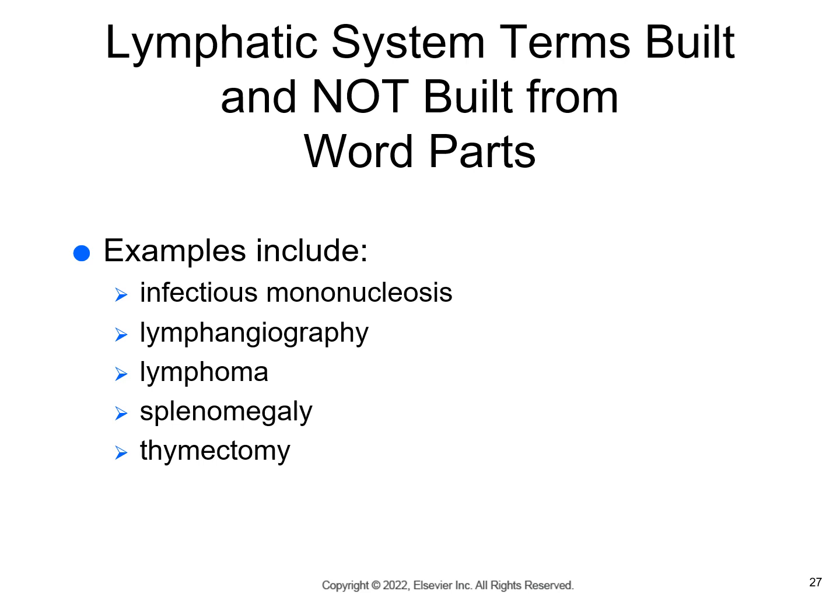Some lymphatic system terms, built and not built from word parts, include infectious mononucleosis, also more commonly known as mono. This is a contagious viral infection that's caused by the Epstein-Barr virus. It's also called the kissing disease. A lot of college students end up with it.